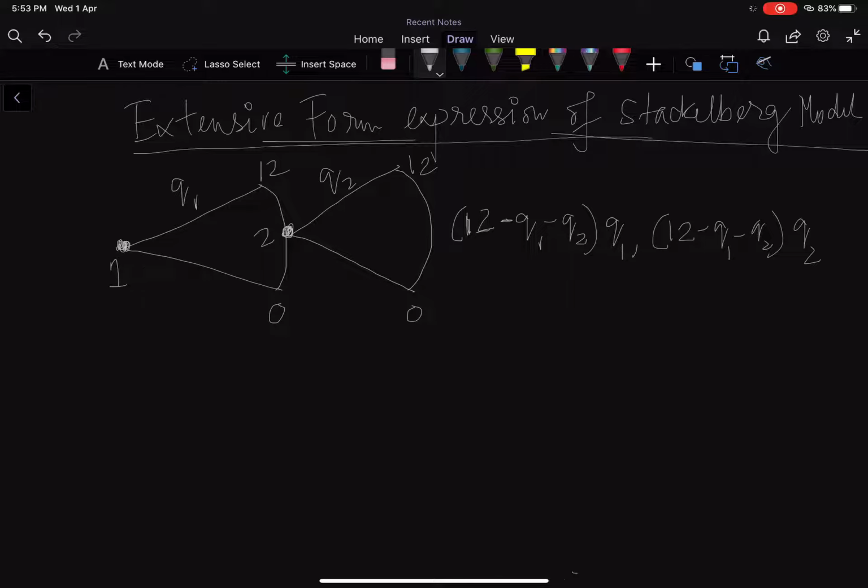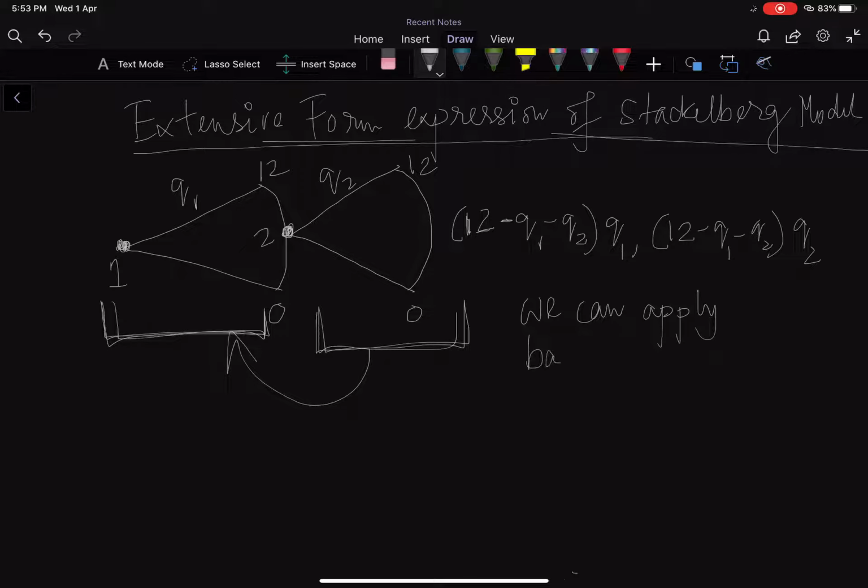So we can start with firm 2's decision making first, and then go back and find out what firm 1 would decide. Okay, so we can apply backward induction. Okay, so let's do that.